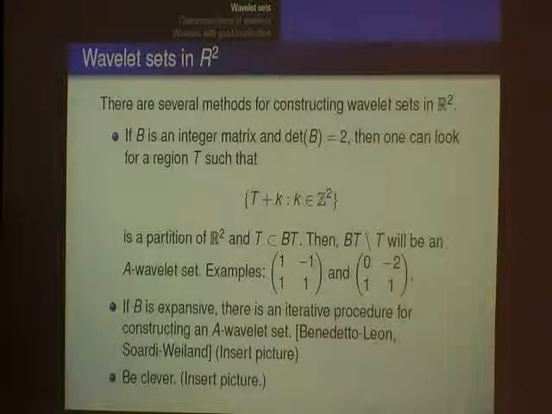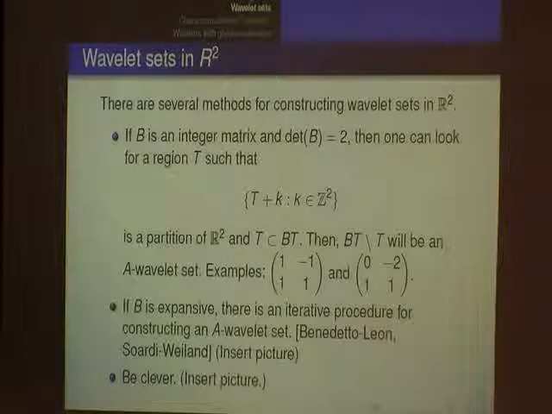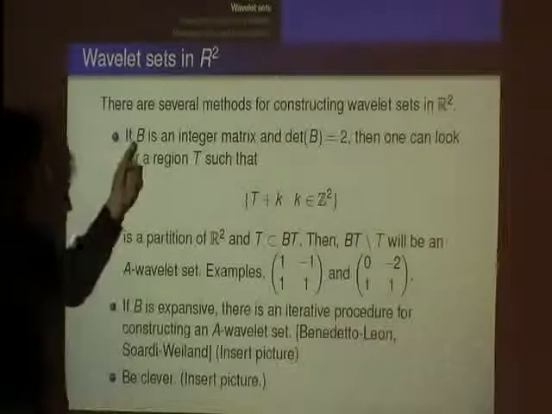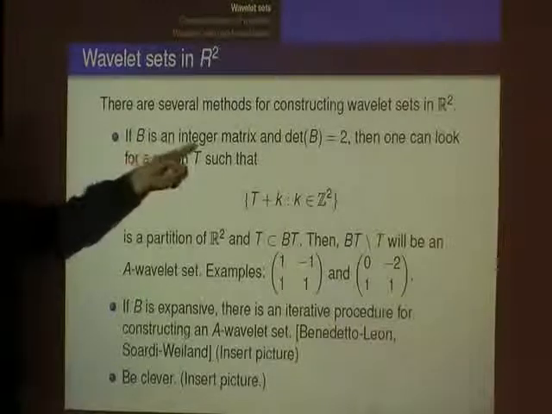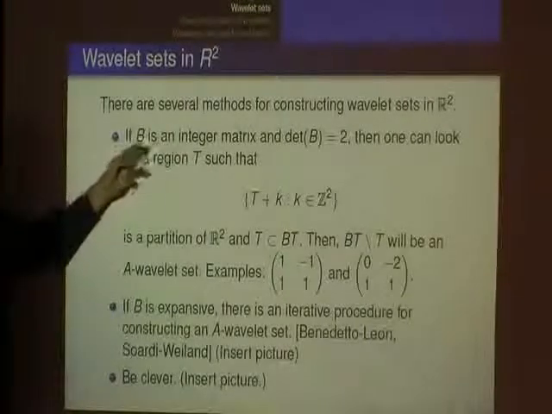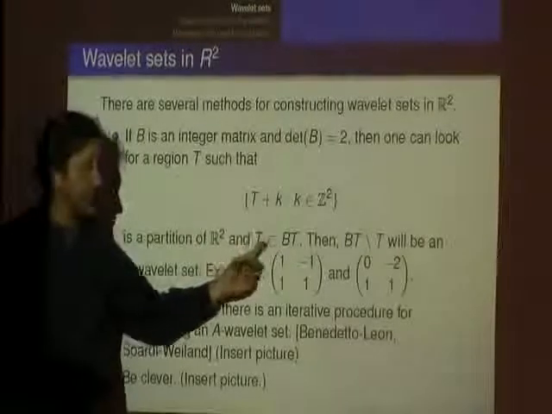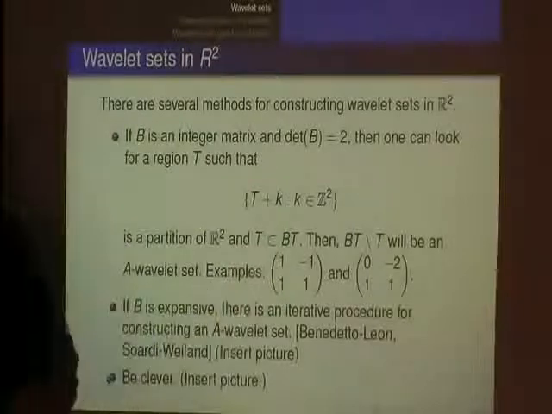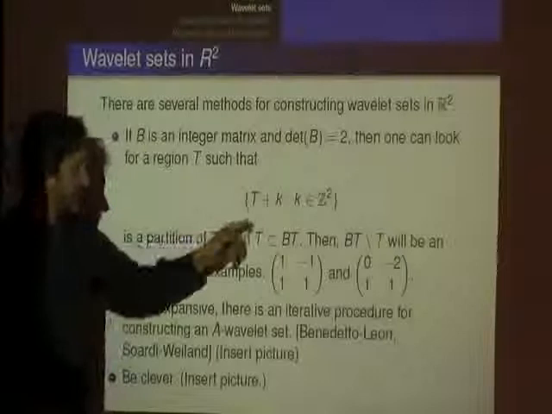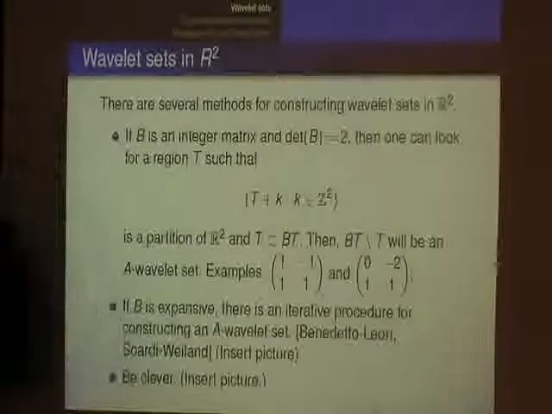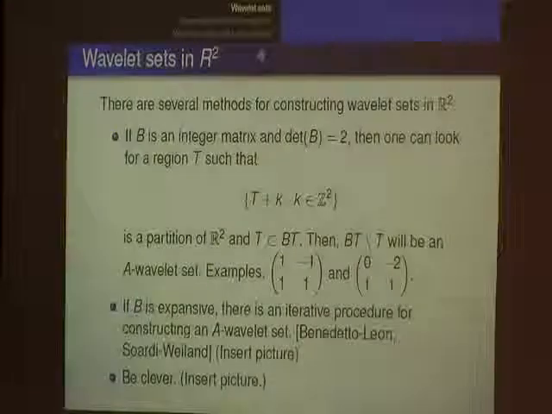Now, if you've seen expansive matrices before, you know that for any expansive matrix, you can find an ellipsoid which satisfies T is contained in BT. Here we're looking for something a little bit stronger, or different, I should say: a set that tiles by translations such that T is contained in BT. And again, I have an example of that.